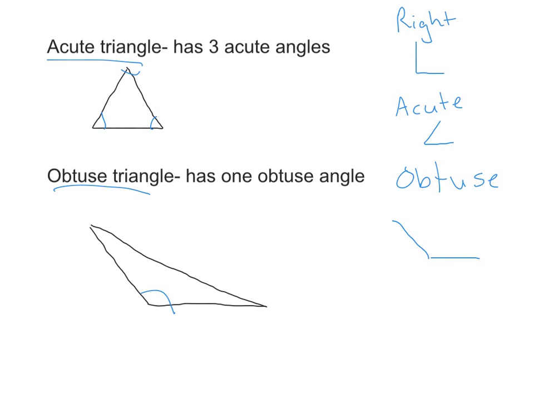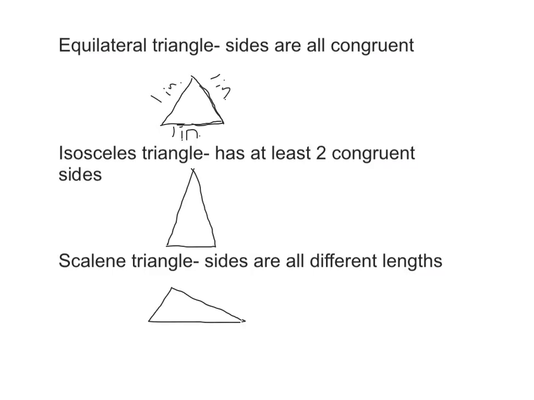So next we have the three triangles that are the hardest to remember. An equilateral triangle, this one, because it has the word equal in it, is a little easier to remember. All of the sides are congruent. They are all the same size. So if this is 1 inch, this is 1 inch, and this is 1 inch, they are congruent. They are all the same.